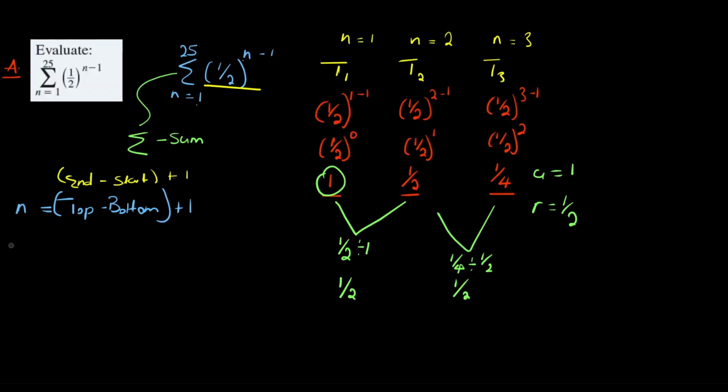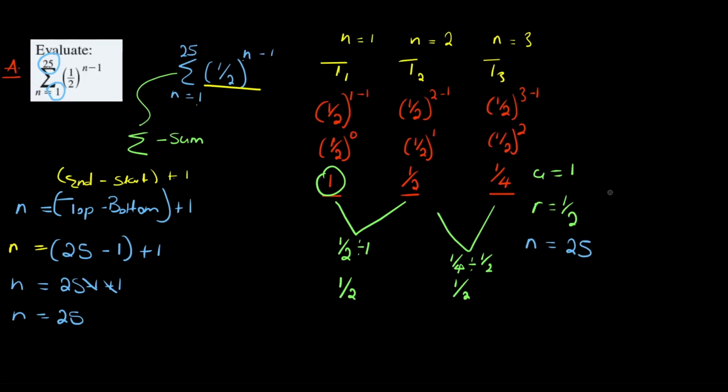What is the top and the bottom? Are we talking about the end and the start? The top really is the top value, that is 25. It's given there. So it will be 25 minus the bottom value, which is 1, or we can say it's the start, and then plus 1. So therefore our n will be equal to 25 minus 1 plus 1, nothing more than 25, because negative 1 plus 1 will be 0. So now we know that n is equal to 25.